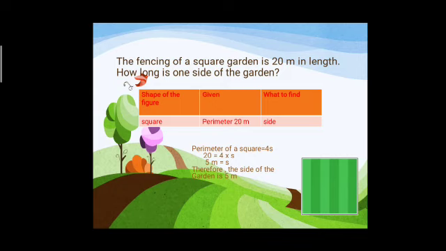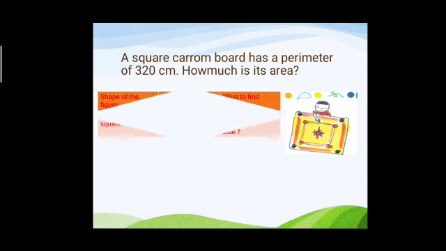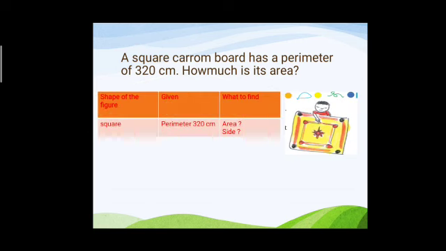Okay students, let's take one more word problem. A square carom board has a perimeter of 320 centimeter. How much is its area? Let's again make out a table. What is the shape of the figure? It is given. It is quite clear over here also, square. Otherwise also a carom board is a square.